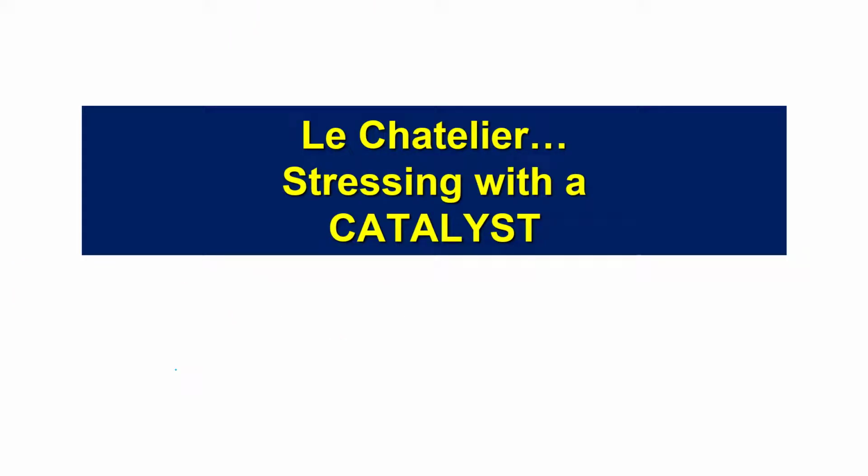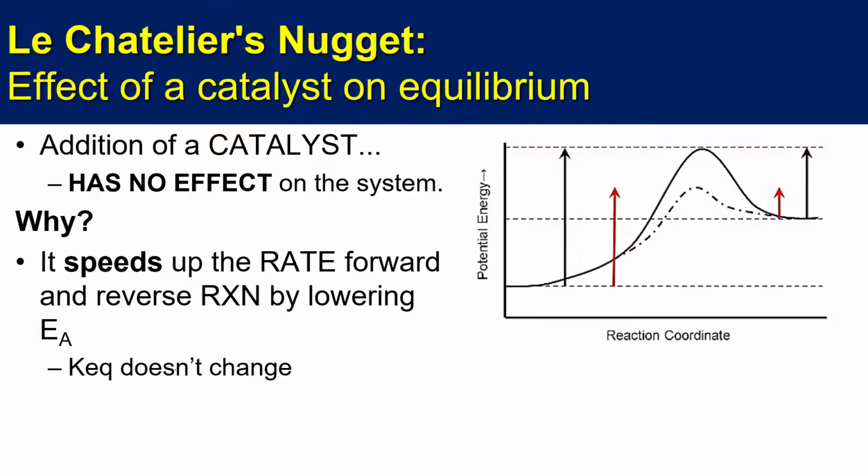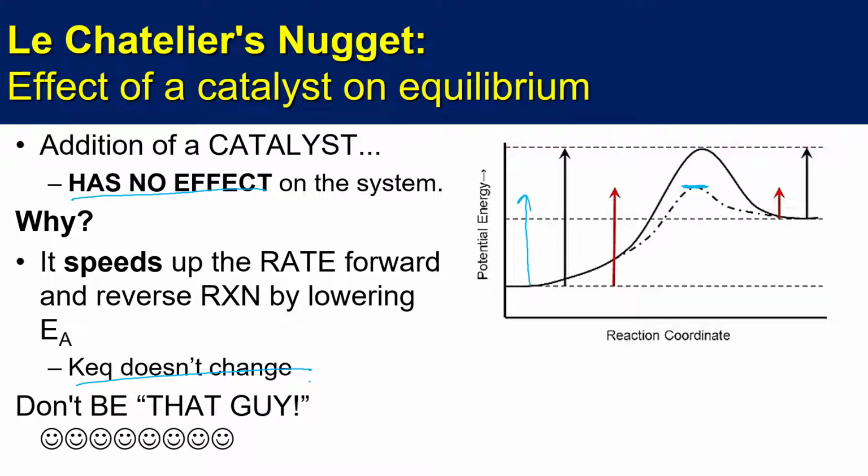One small concept that I want to hit is what happens to Le Chatelier's principle when you stress the reaction with a catalyst. Remember, a catalyst is something that lowers the activation energy by providing the reaction an alternate pathway by which to proceed. What does it do in Le Chatelier's principle? Well, a catalyst has no effect. Why is that? Because all the catalyst really does is speed up the forward and reverse reaction rate. So you actually reach equilibrium quicker. It has no effect on the equilibrium constant or equilibrium position. Please don't be that guy.